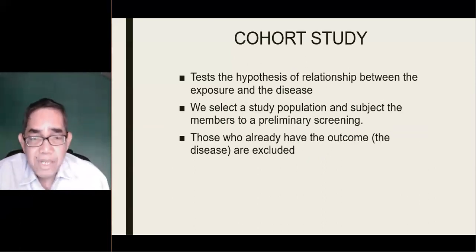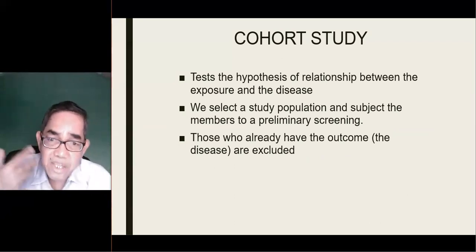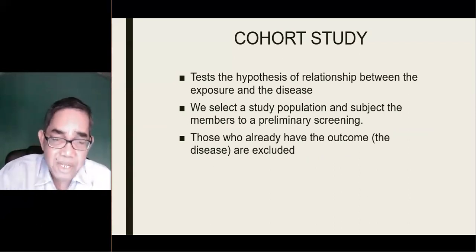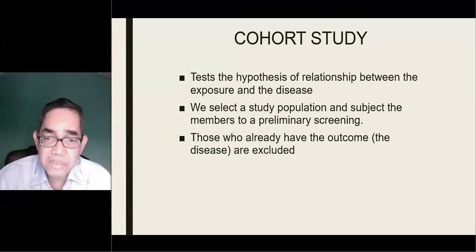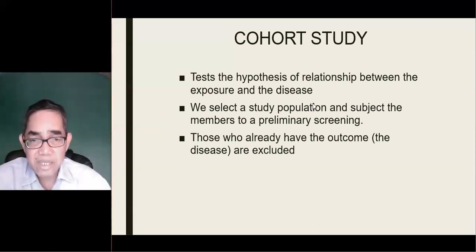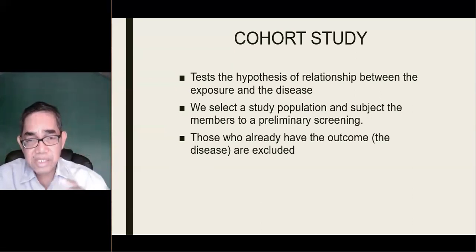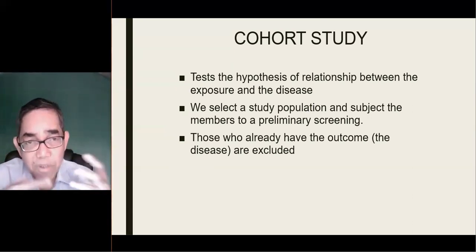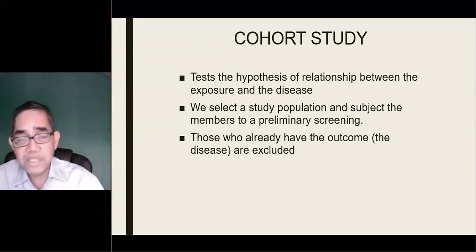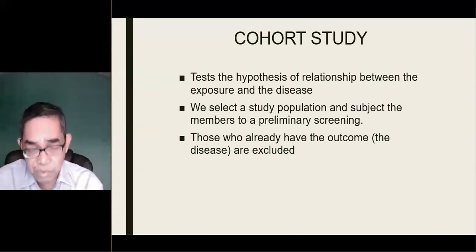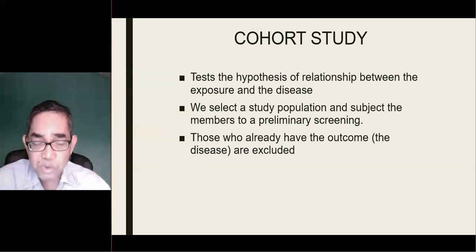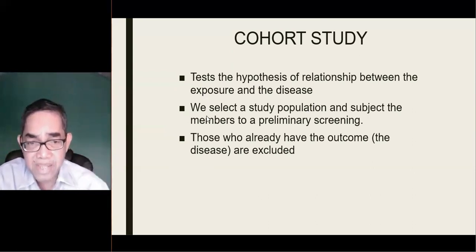Okay, now let's go to the next study design, a cohort study. In a cohort study, just like in a cross-sectional study, we test the hypothesis of relationship between the exposure and the disease. So you must understand that in all observational studies, whether we are talking of a cross-sectional study, a cohort study, or a case-control study, which we will discuss in a little while, we want to test the hypothesis of relationship between the exposure and the disease.